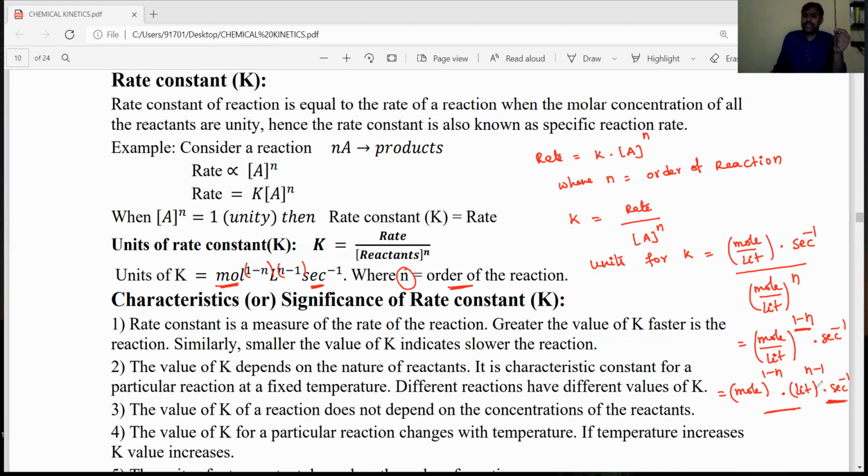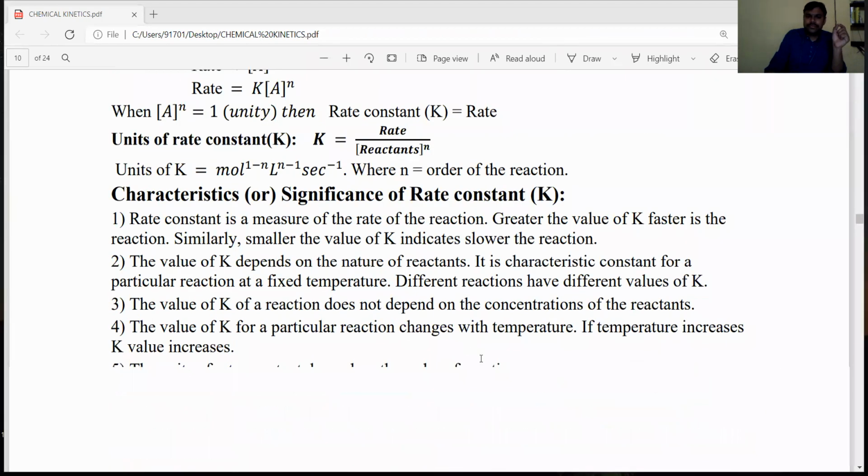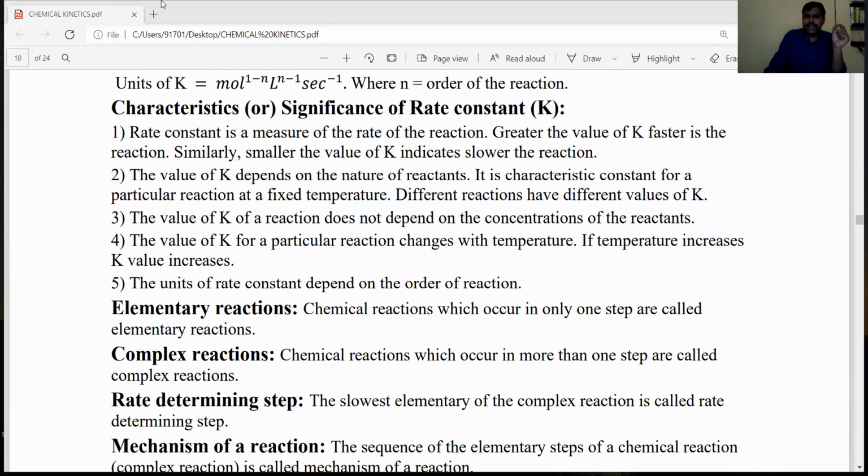Okay, now let's see, dear students, what are the important characteristics or significance of rate constant. These points are very important for objective NEET and JEE examinations. Let's listen carefully. What are the important significance of a rate constant? The first one: the rate constant is a measure of the rate of reaction. If K value is increasing, then the rate of reaction will increase. That's why the rate constant is a measure of the rate of reaction.